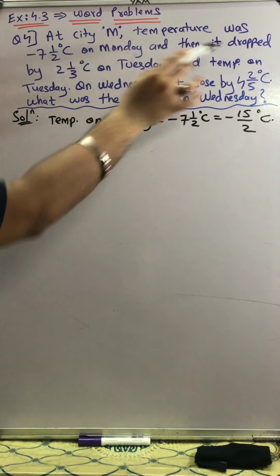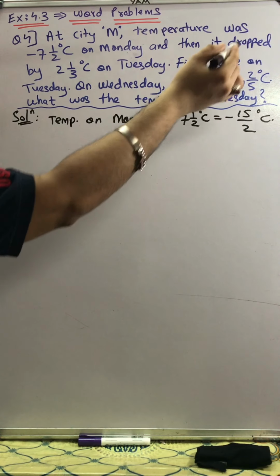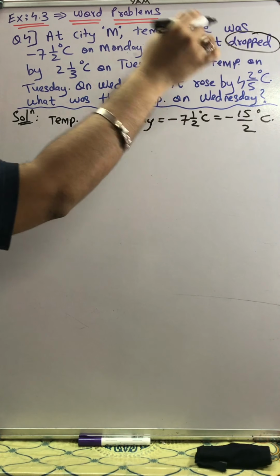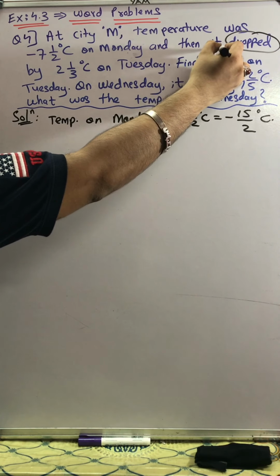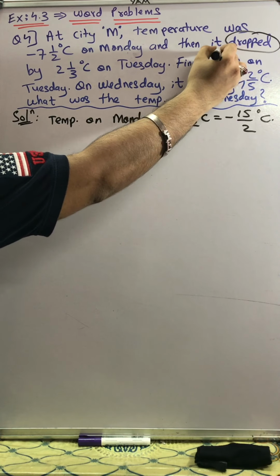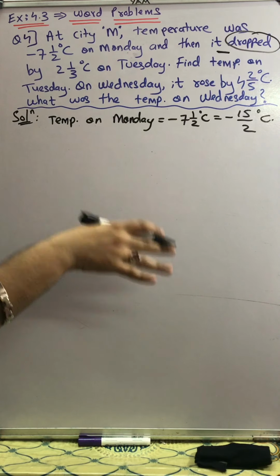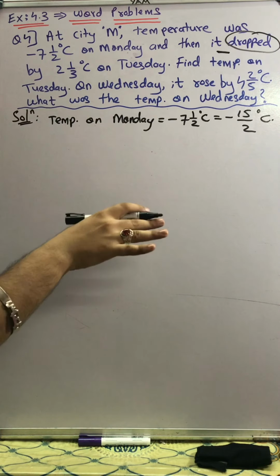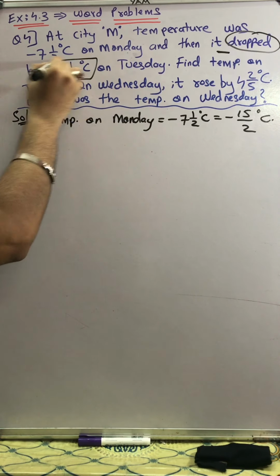And then it dropped by. Understand each and every word. Dropped means in Hindi we can say kam ho gaya. So dropped here will replicate the minus sign of maths. Dropped means minus, it is deducted. It dropped by how much? By 2 1/3 degrees Celsius.